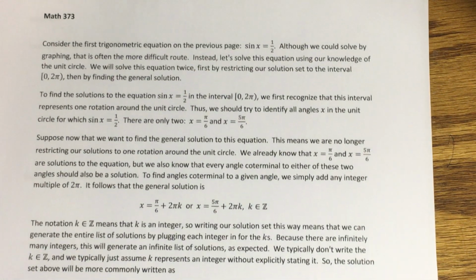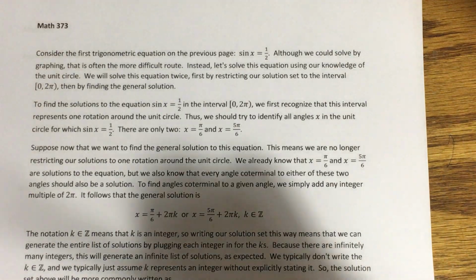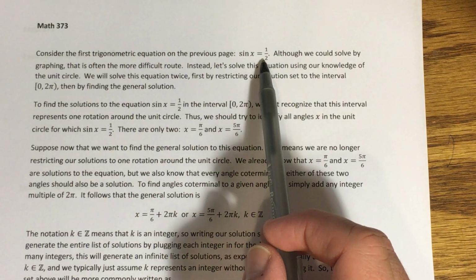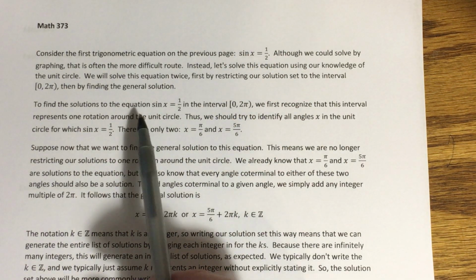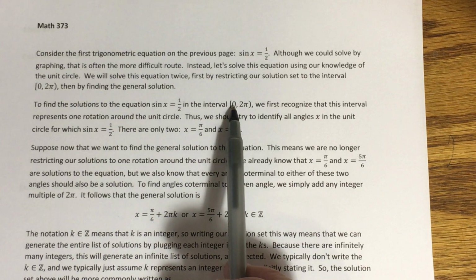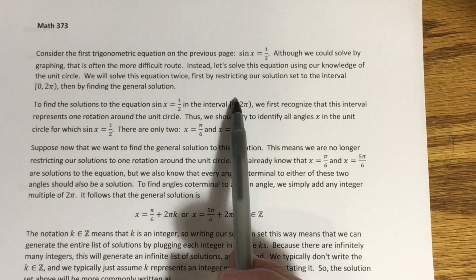Okay, so let's return to that first example of a trigonometric equation that we looked at. Sine of x equals 1/2. Let's approach this first by trying to solve that equation, sine of x equals 1/2, on the interval 0 to 2 pi. Now, one thing I want to point out about this interval is that it's a half-open interval.